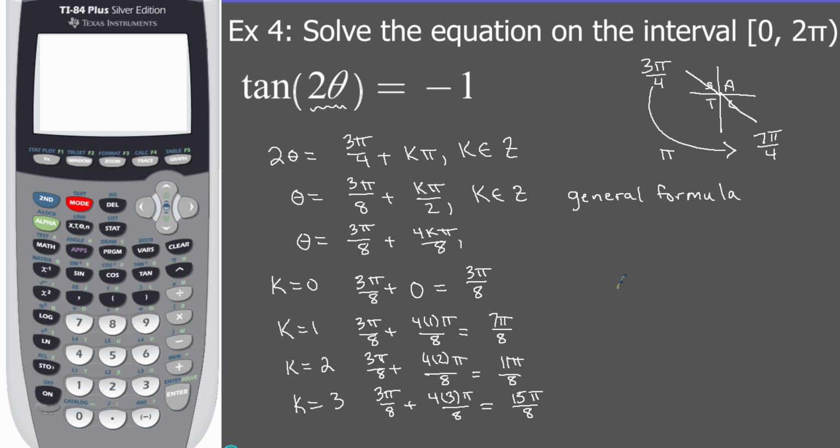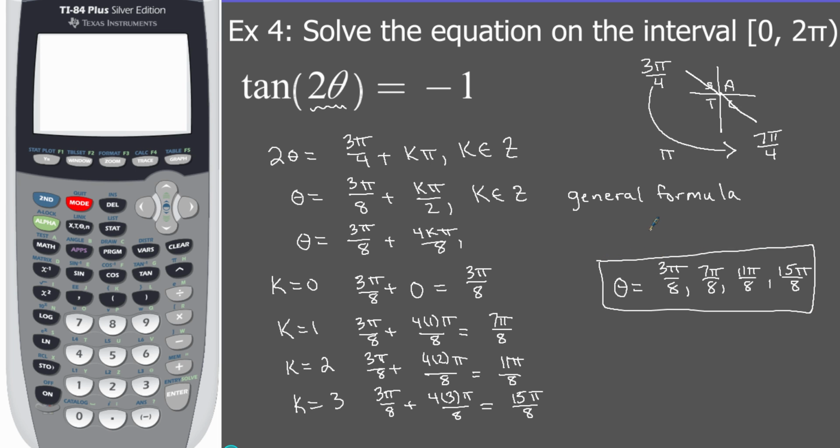So the solutions that I get algebraically for theta are going to be 3 pi over 8, 7 pi over 8, 11 pi over 8, and 15 pi over 8. So those are the 4 solutions that I come up with when I solve this problem algebraically. But what I want to do next is go ahead and verify my solutions graphically.